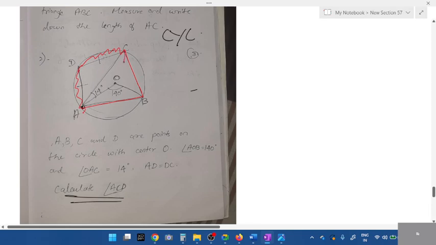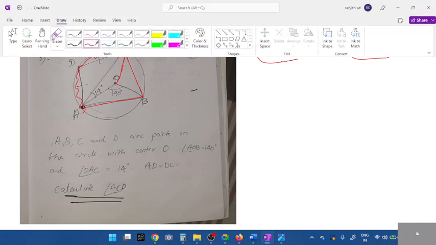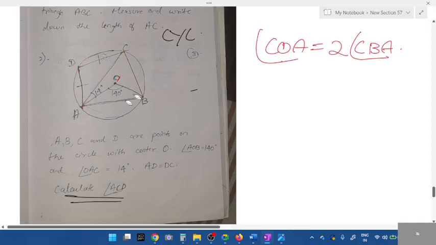So can you see? Can I join this line like this? I have to join the line, right? So what's the angle in the center? COA is equal to what? Twice. What's the angle formed on the circumference? If I find CAO, is it possible to find CBA? Is this concept clear, students? All of you understood? Okay. This is how we have to think.